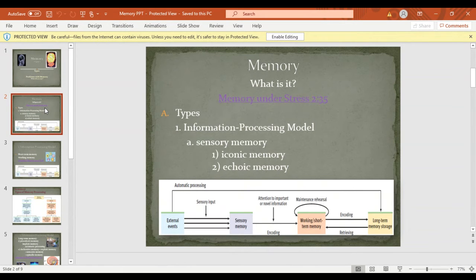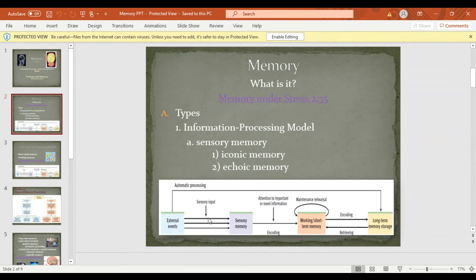So this first type is called the information processing model. And it has to do with categorizing something called sensory memory, such as iconic memory and echoic memory. Iconic memory has to do with sight, and echoic memory has to do with sound. So you have these senses, and the stimuli comes in through the senses, and as you see down here, a sensory input.